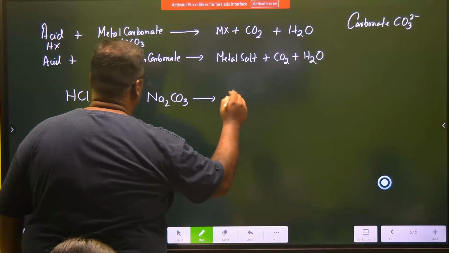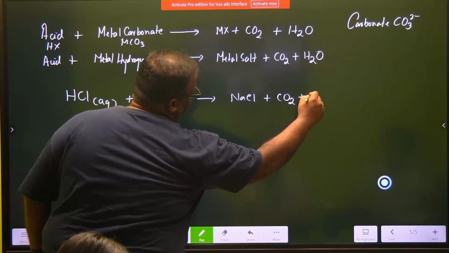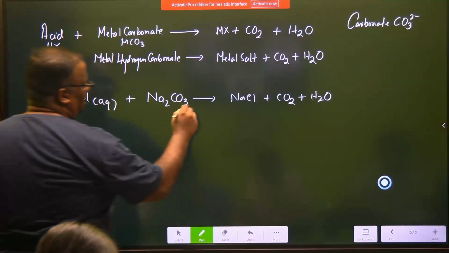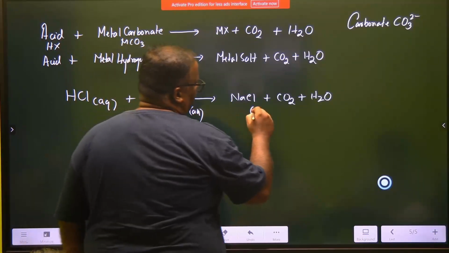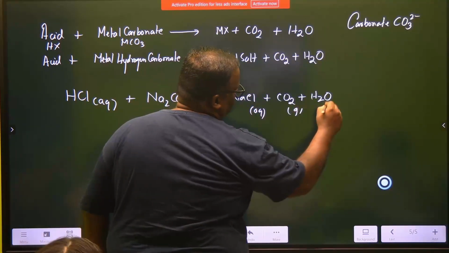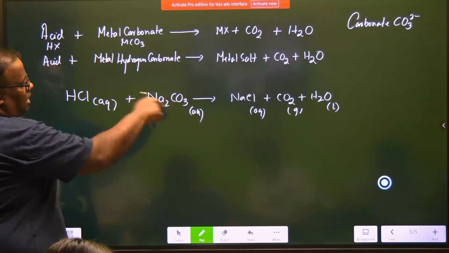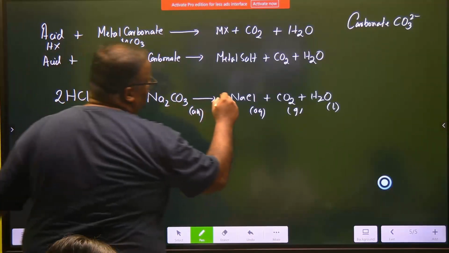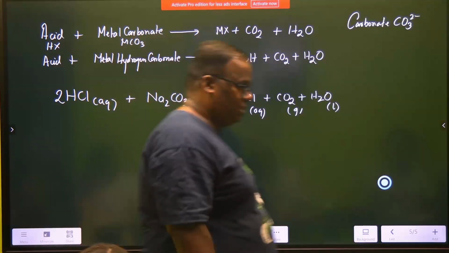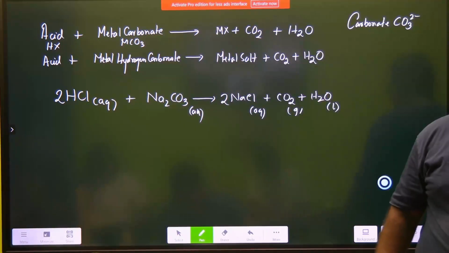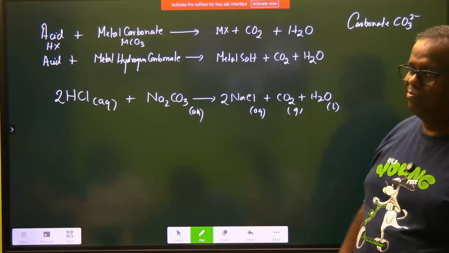So I will get what? I'll get a metal salt. My metal salt will be NaCl plus CO2 plus H2O. So let's put Na2CO3, sodium carbonate. Salt is aqueous. This is also aqueous, this is gas, and this is liquid. Now if you want to balance it, since you are reacting with metal carbonate, this will be 2 and this will be 2. That's all. Metal carbonate. Clear?